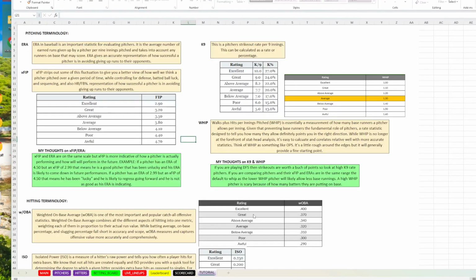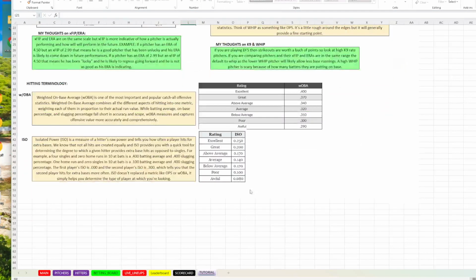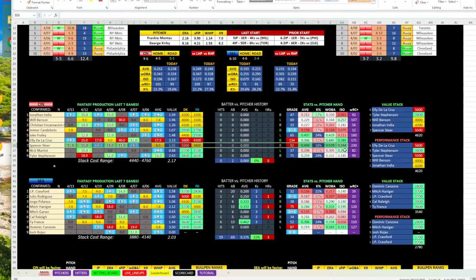Now, if you come over here to the tutorial tab, let's go look at ISO numbers so I can kind of show you those. So ISO average is .140, above average is .170, a great ISO is .200, .250 is excellent. So then we come back over here and he's got a .344 ISO, which makes him excellent. So to me, there are 6 of the 9 hitters in this lineup that can really get to George Kirby and cause him problems.